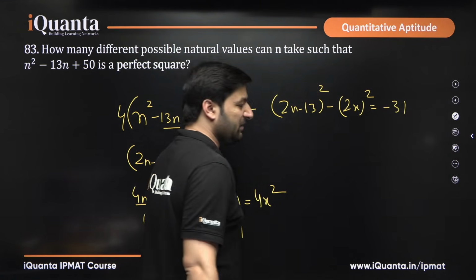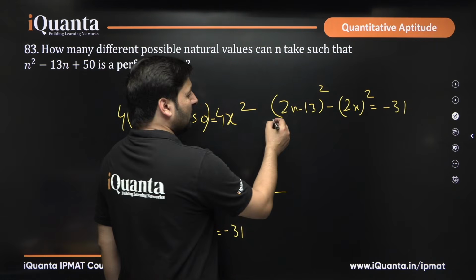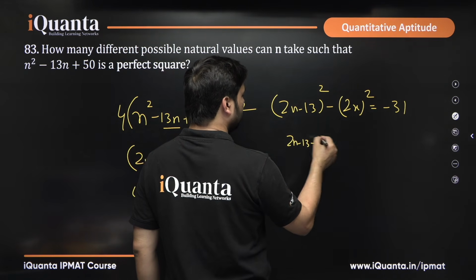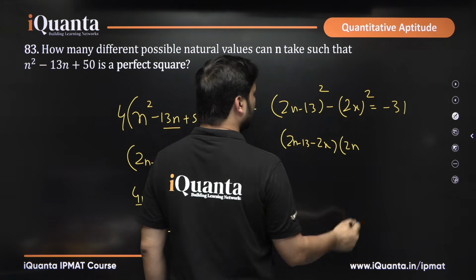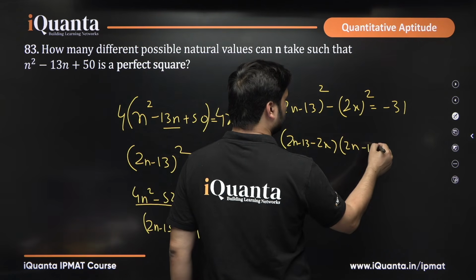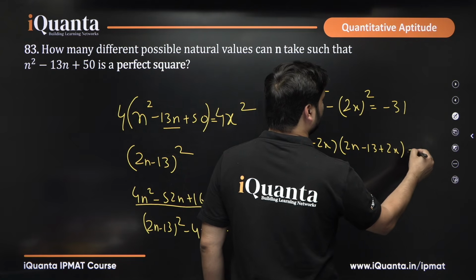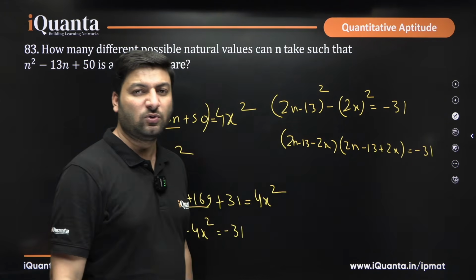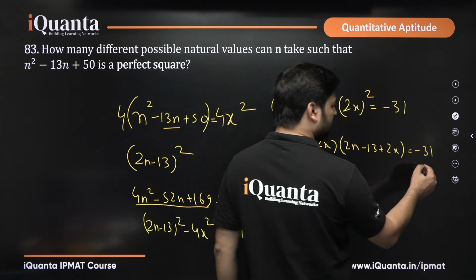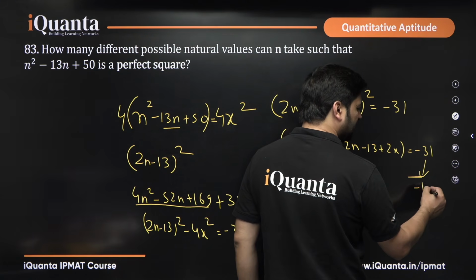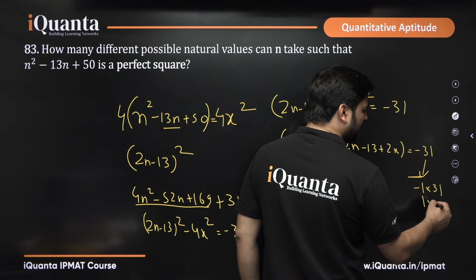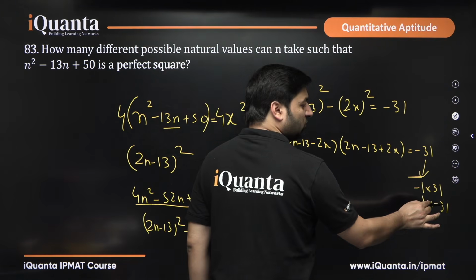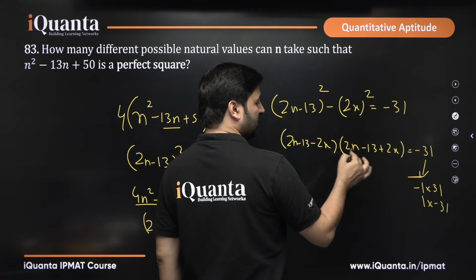You have to transform it like this. A square minus b square, so (a minus b) into (a plus b), and that should be equal to minus 31. Now, there are two numbers being multiplied giving you a product minus 31. So, when is minus 31 possible? Minus 31 is a prime number, either you get minus 1 into 31 or you get 1 into minus 31. Obviously, these are the two values possible to give a product minus 31.